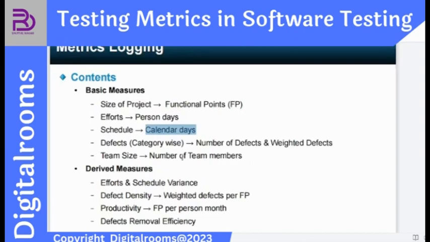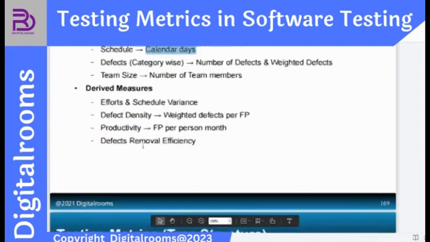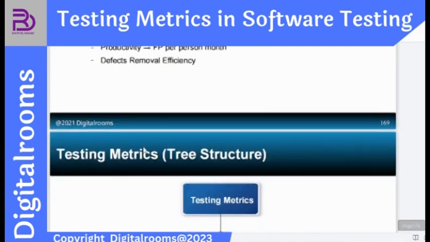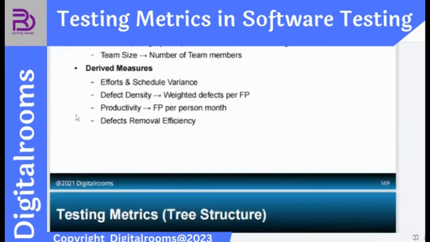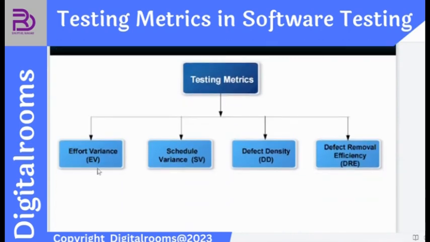whenever we are testing something, right? So in the effort and schedule variances, we know how many days it will require and how many people it will require to complete this testing. Next we have defect removal efficiency, which means how soon we can remove the defects of that particular program. The testing metrics are what? This is the tree: effort variance, schedule variance, defect density and defect removal efficiency.